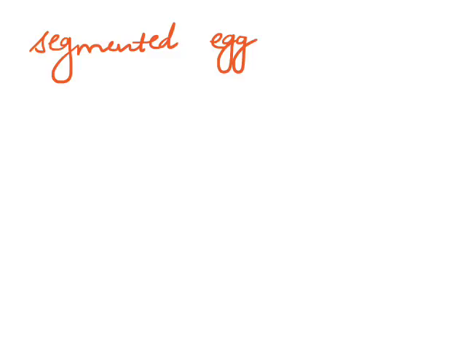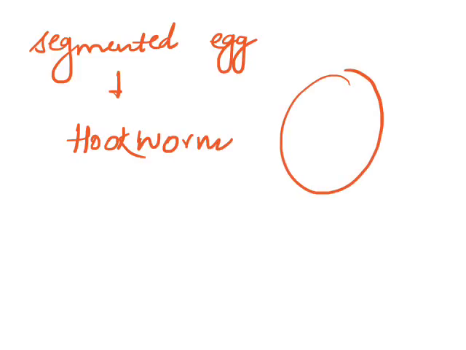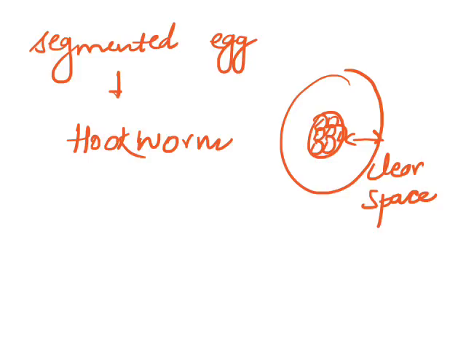Coming to the next trick to remember the eggs. Which parasite has a segmented ovum or segmented egg? It is hookworm. If you see the egg of hookworm, it will be a segmented egg, and between the egg and the shell you will have a clear space. That is how the egg of hookworm looks.